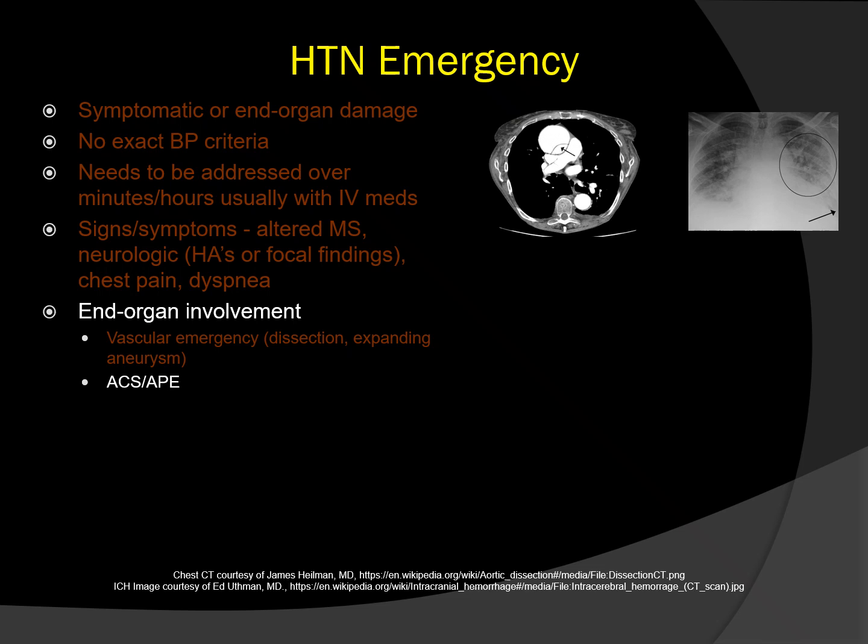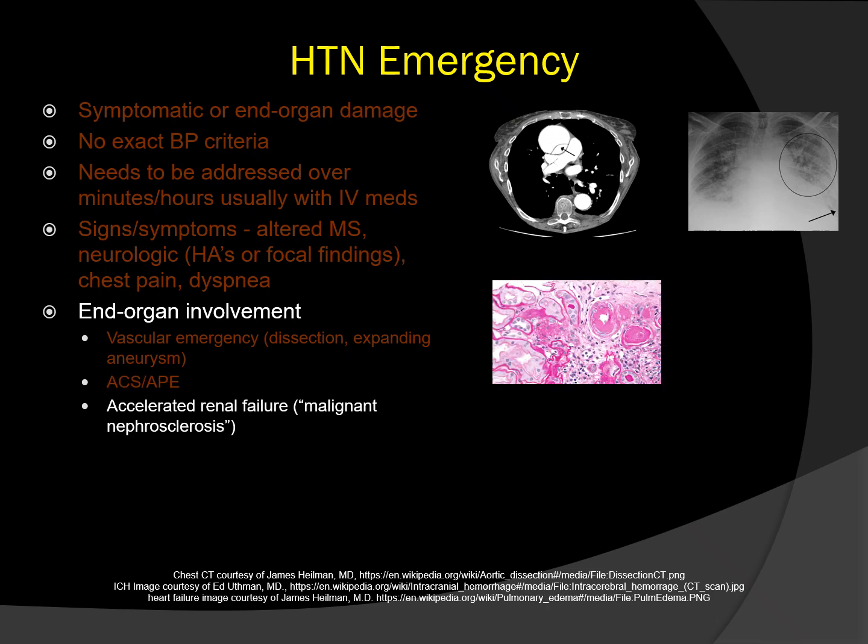Acute coronary syndrome and acute pulmonary edema. In this x-ray, the patient's in heart failure with vascular congestion shown well in the circled area and the blunting of the costophrenic angle shown at the arrow. Accelerated renal failure with malignant nephrosclerosis. These are sclerotic nephrons that have dropped out.